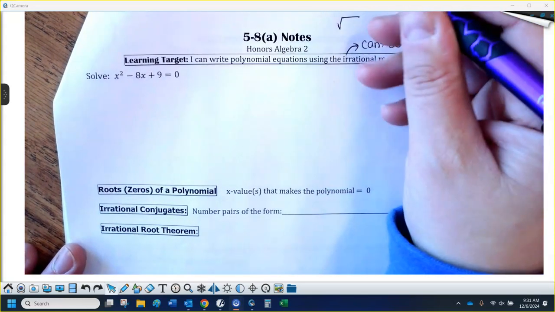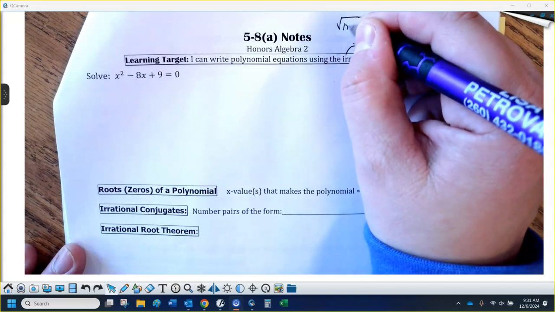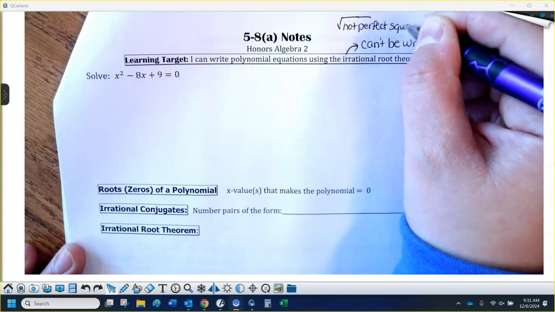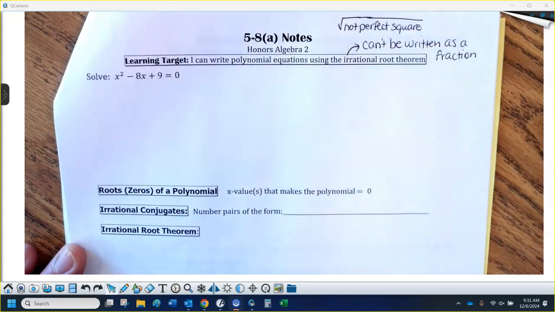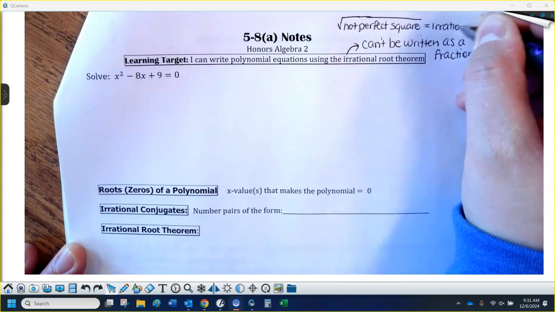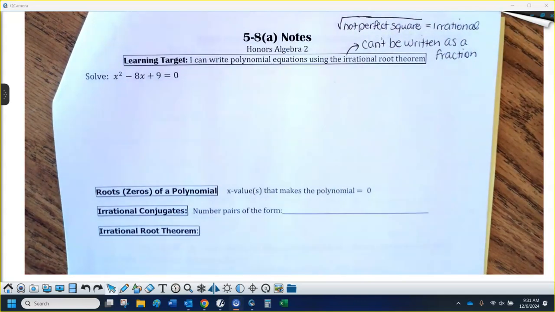Anything that's under a square root that is not a perfect square. If we're taking the square root of something that's not a perfect square, and I'll show you when we do a couple examples here with my calculator, that will be an irrational number. If you take the square root of 7, gross decimal. Square root of 8, gross decimal. Square root of 16, 4, so it's not irrational. So the square root of anything that's not a perfect square will be an irrational number.